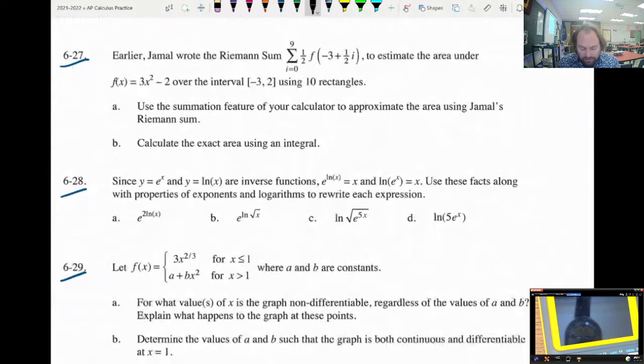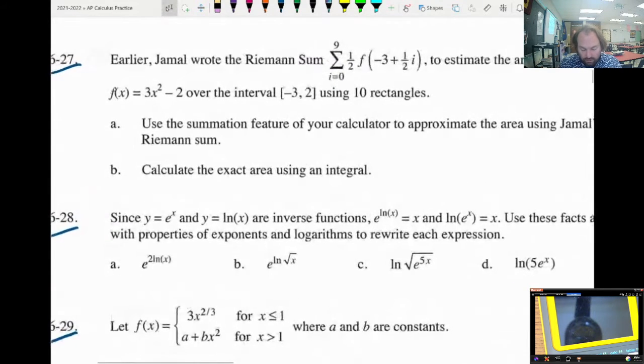627. We're going to use the calculator for this problem, so before you panic on this: earlier, Jamal wrote the Riemann sum, all of that stuff, from 0 to 9 of 1/2 times this function to estimate the area under the curve for the function 3x minus 3x squared minus 2 over the interval from negative 3 to 2 using 10 rectangles.